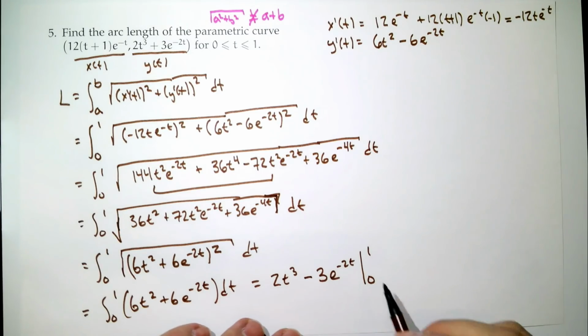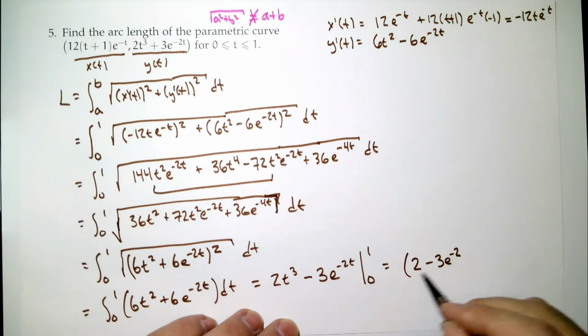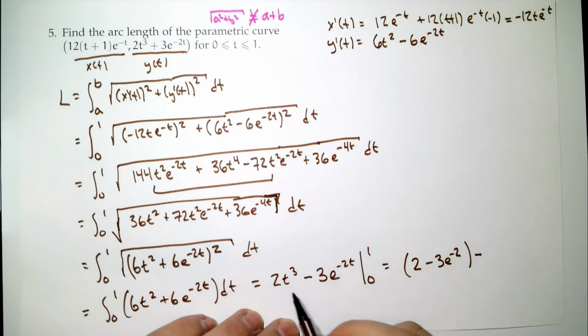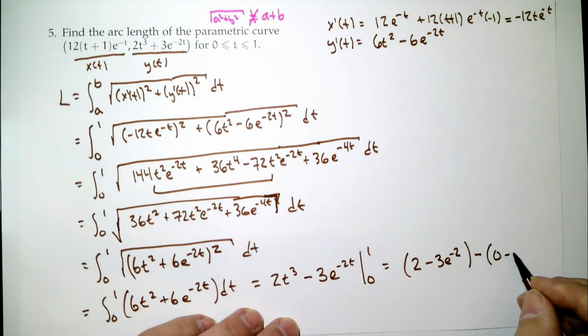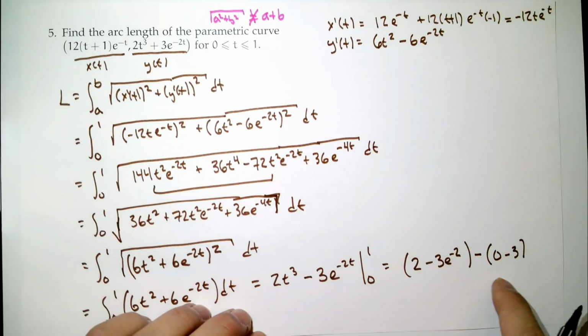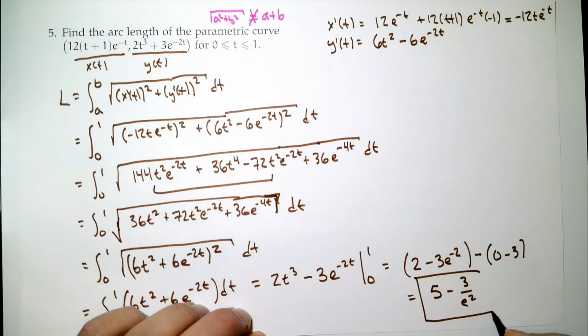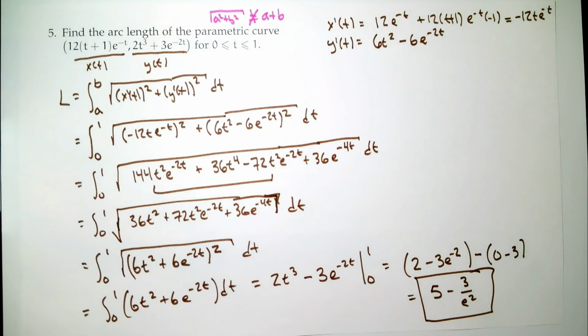So you plug in 1, you're going to get 2 minus 3e to the minus 2. Subtract, when I plug in 0, I'll get 0. And notice, I don't get 0 here. I get e to the 0. So 0 minus minus 3. So not every time when you plug in 0 does everything go to 0. All right, minus minus makes plus. I have 2 plus 3, which makes this 5 minus 3 over e squared. All right. And there we go. Good.